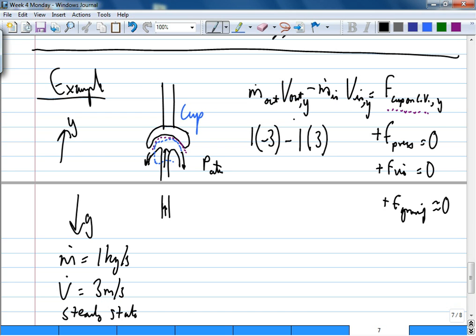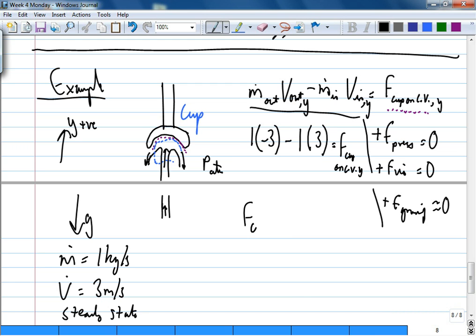Is that alright? This is positive because the in is going upwards. This is the positive. Equals F cup on CV, so I need to draw a line here. F cup on CV in the Y direction. So your answer is actually minus 3 minus 6. So F cup on control volume in the Y direction is equal to minus 6 newtons.